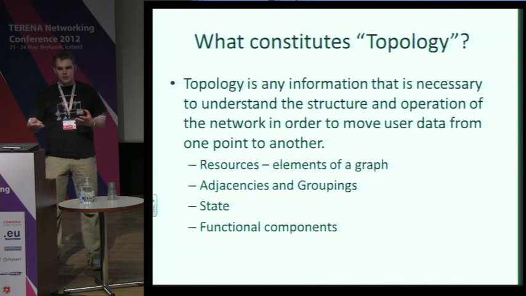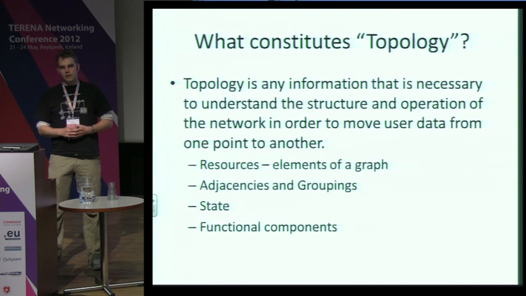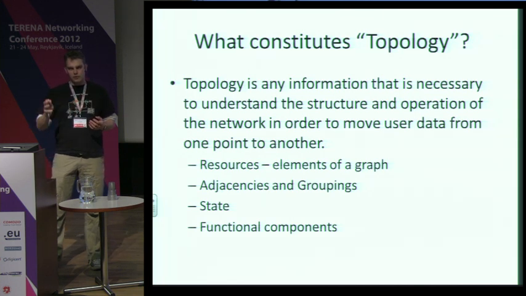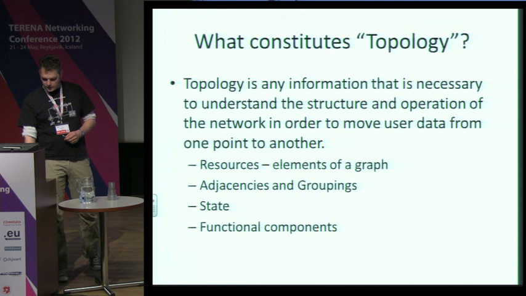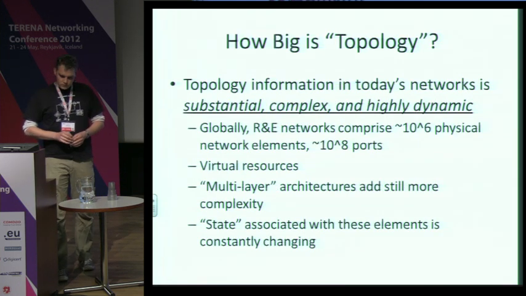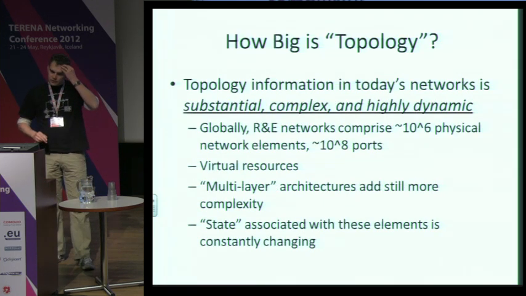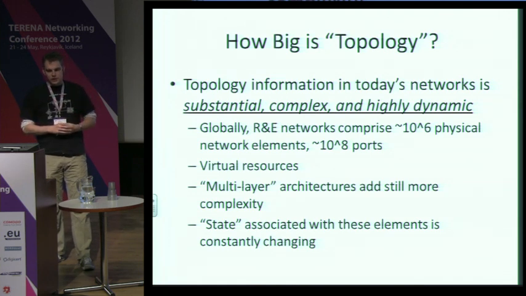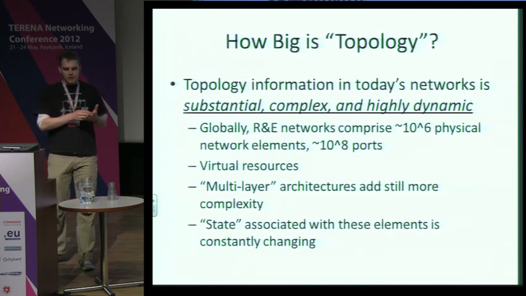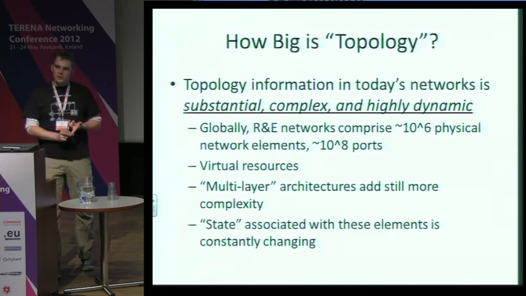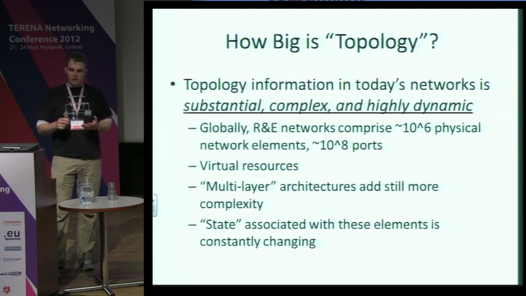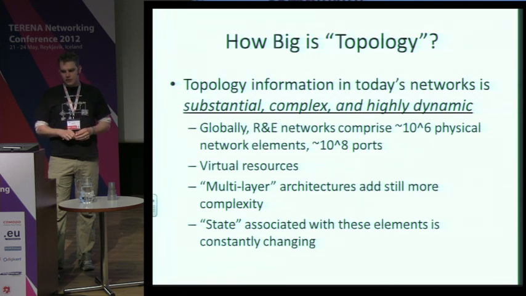And then there are all the functional components. What is the networking technology that is connecting those two things? And how does that allow you to transport your whole data flow through the whole network? This already shows that topology is a very big, complex and dynamic thing. You have a lot of different networks that are connected together with a lot of different components, and you have the state information in there.